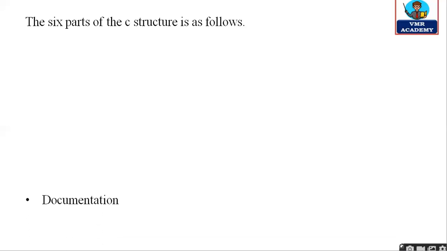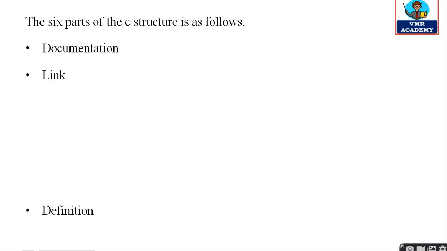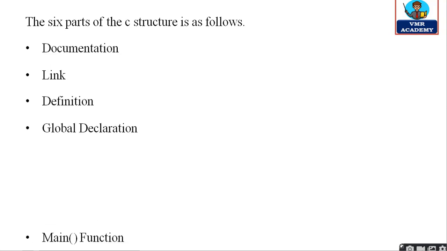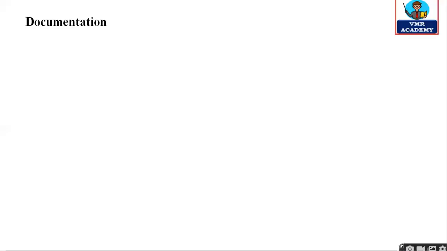So we'll see one by one what are the 6 parts of the C structure. The first one is documentation, and then the second one is link, third is definition, fourth is global declaration, fifth is your main function, and sixth one is your subprogram. So we'll see one by one what is documentation, what is your main function, what is linking, what is global declaration and all. So first we'll start with the documentation.